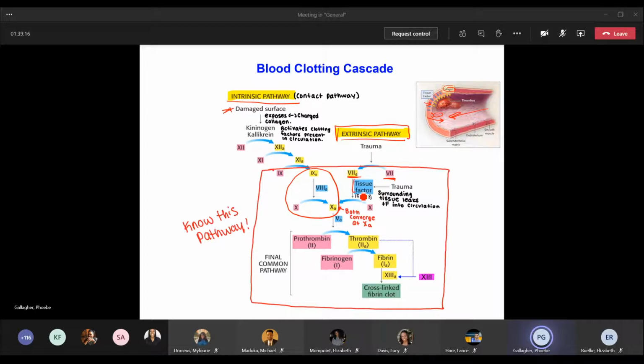So I would just kind of know that tissue factor does the extrinsic pathway, but beyond that, I wouldn't worry about any of these other molecules. What you do need to know is what I've boxed here that we talk about in the next several slides.